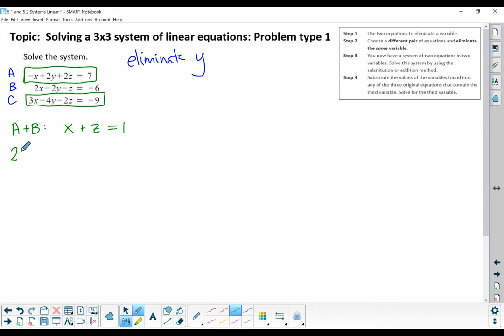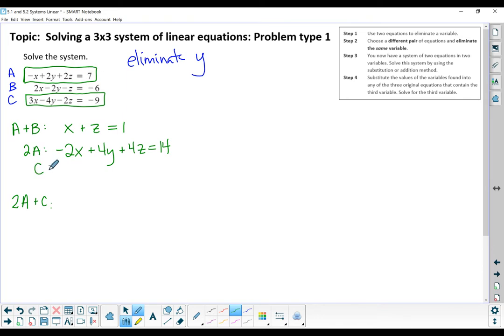So I'm going to multiply A by 2 so that this is a coefficient of 4. And then if I add it to equation C, then it will eliminate. Now I'm going to rewrite this one because I'm doubling A. So 2 times A is negative 2x, and I'm multiplying the whole thing by 2, so this is a 4y and a 4z, and it's equal to 14. Don't forget to multiply that constant by 2 as well.